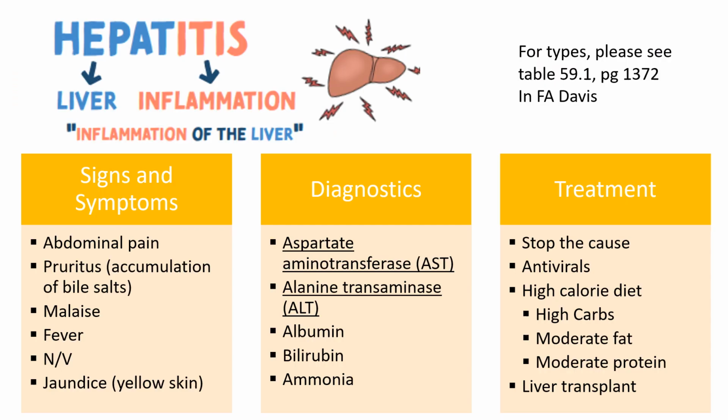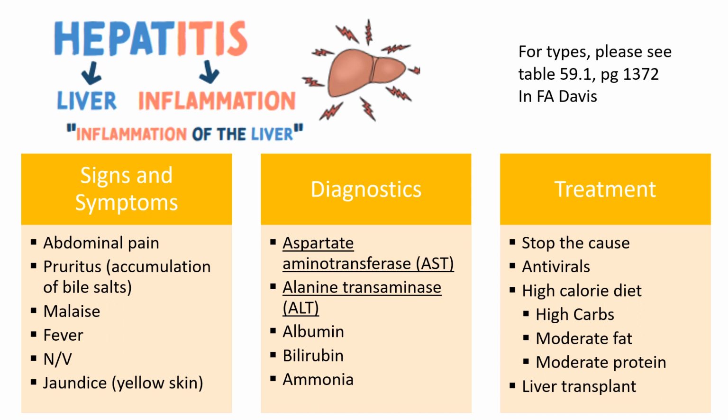Hepatitis. This is inflammation of liver cells, most commonly due to a viral cause. It could be acute or chronic. This disease can also be exposure of drug or toxins. There are several different types. Your book has a great chart on them on 1372.